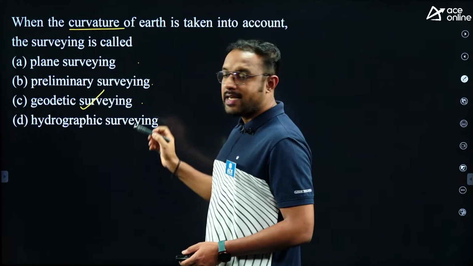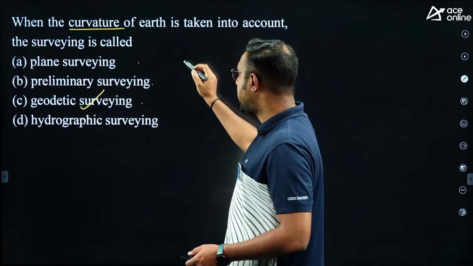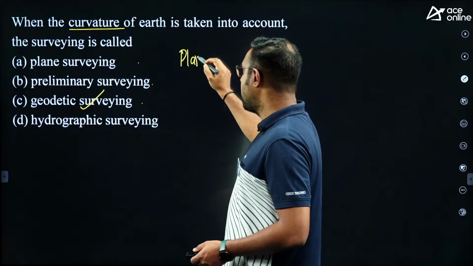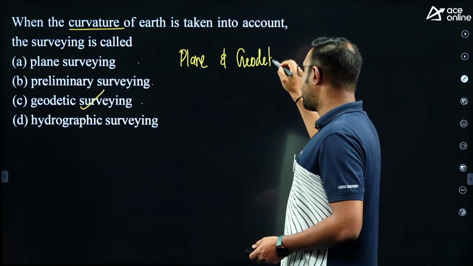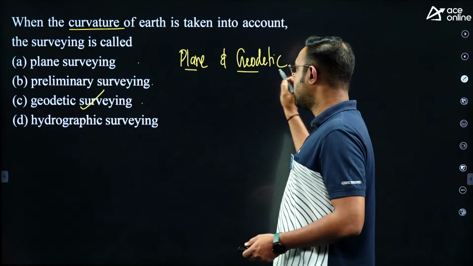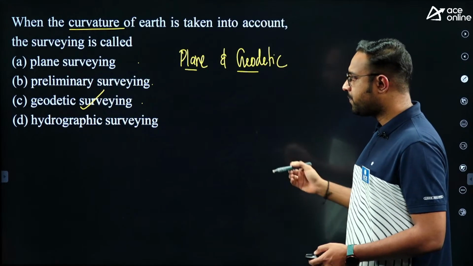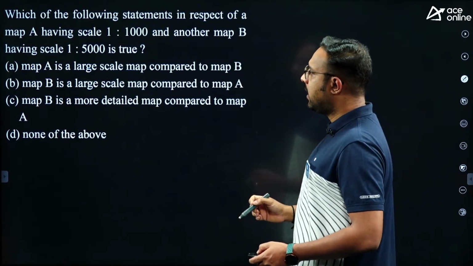What are the primary divisions of surveying? There are 2 primary divisions. First one is plane surveying. Second one is geodetic surveying. So what are the assumptions behind them? All these are very important for us. Okay, next step. Let us see the question here.